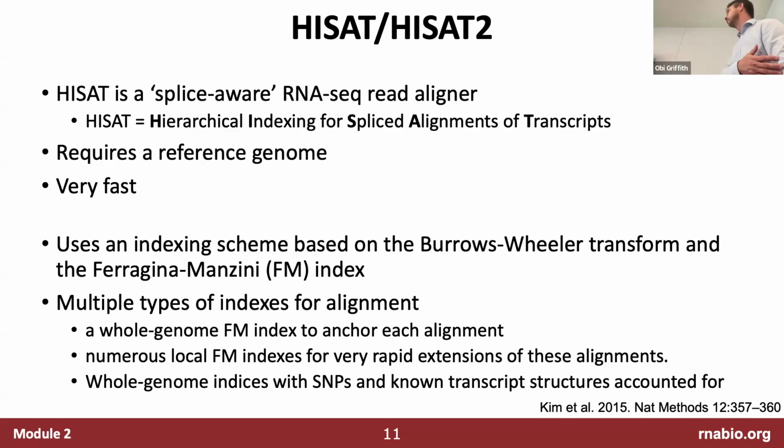And it has this kind of hierarchical strategy of using multiple types of indexes for alignment. So it does a genome-wide index, and then it has numerous, actually 64,000 local indexes, where it's taken the whole genome and broken it into smaller pieces and built more refined indexes for each of those pieces. And it's going to use these two indexes to align data both accurately and quickly to the genome. And it's also going to attempt to use information about known variation and known transcripts to do this alignment in a very smart way.